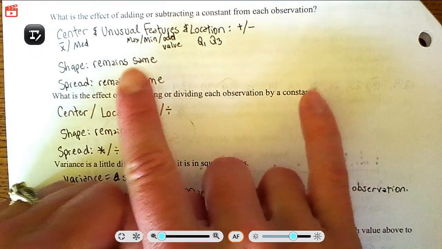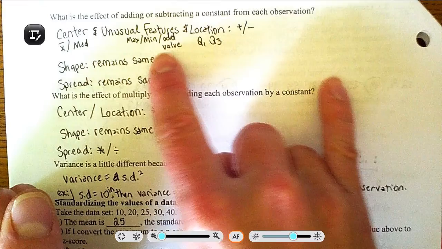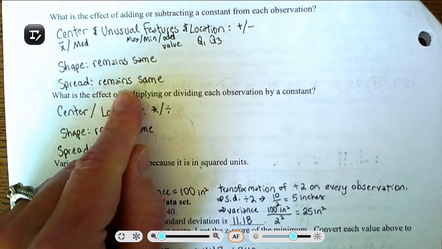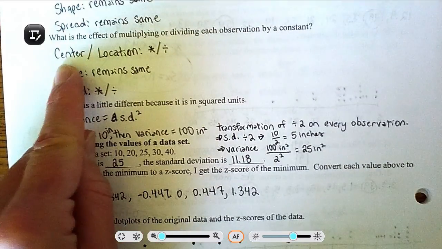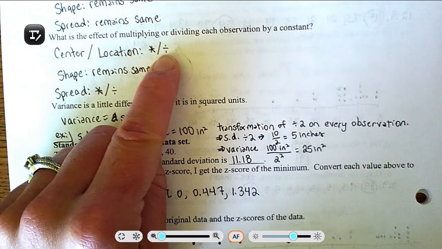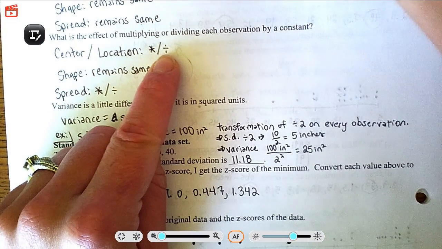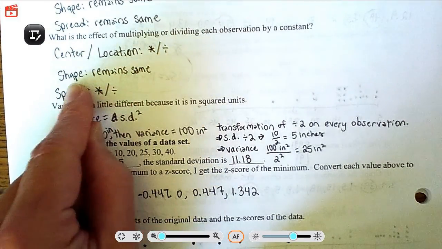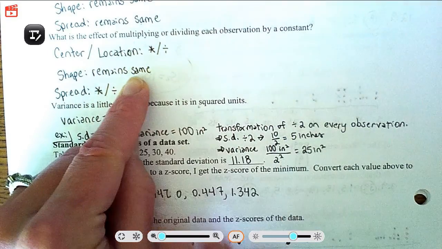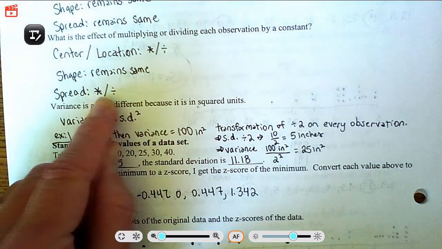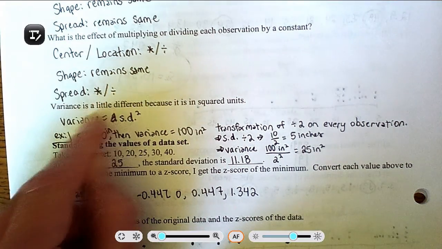So this is referring to when we subtracted 9 from each unit and the whole distribution just moved 9 down the number line. What is the effect of multiplying or dividing each observation by a constant? The center and location get multiplied or divided, so that means all these things, okay? Shape remains the same. It doesn't move from skewed right to skewed left or something like that. Spread also gets multiplied or divided.